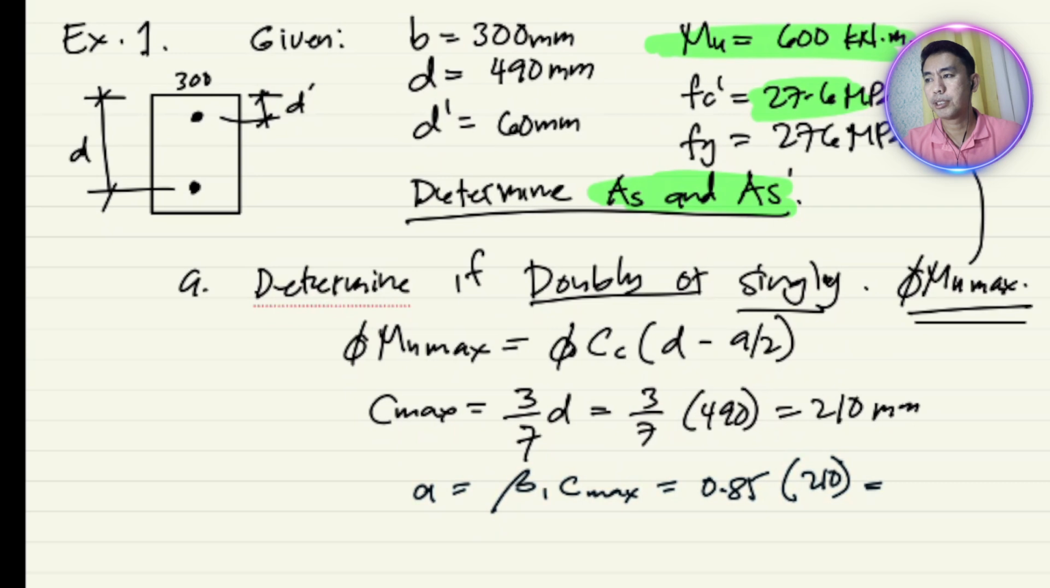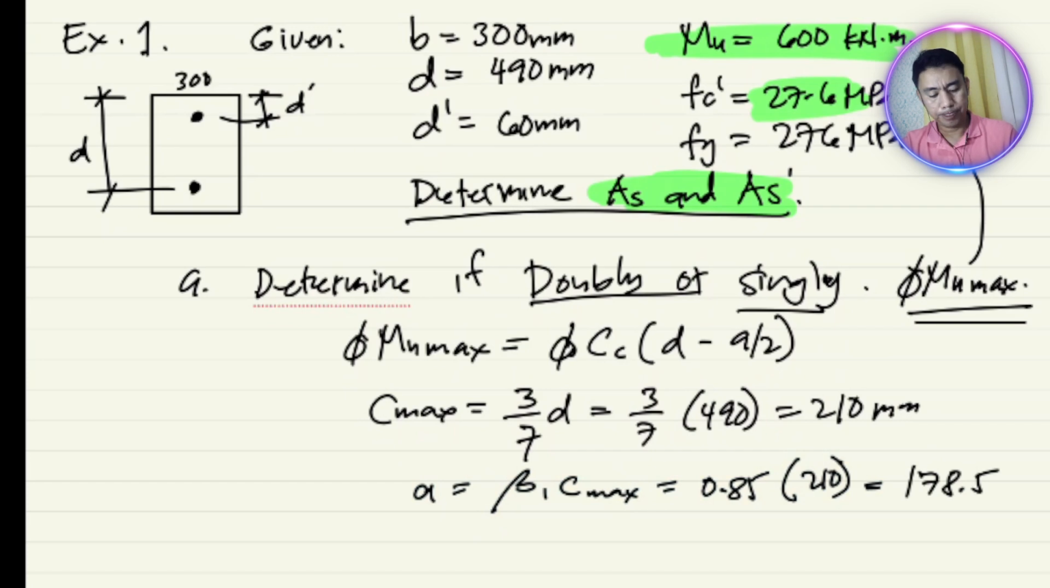0.85 times 210. We have 168. Sorry, not 168. This is 178.5.